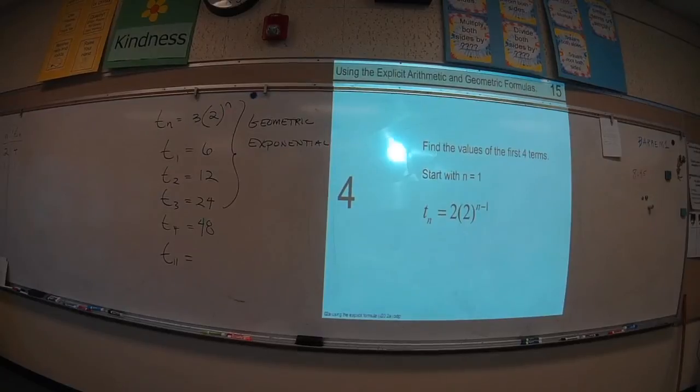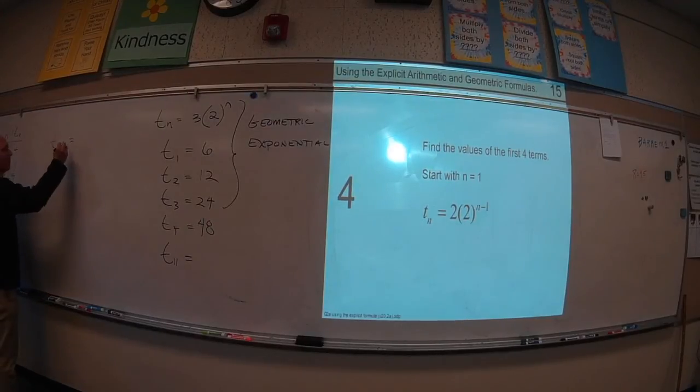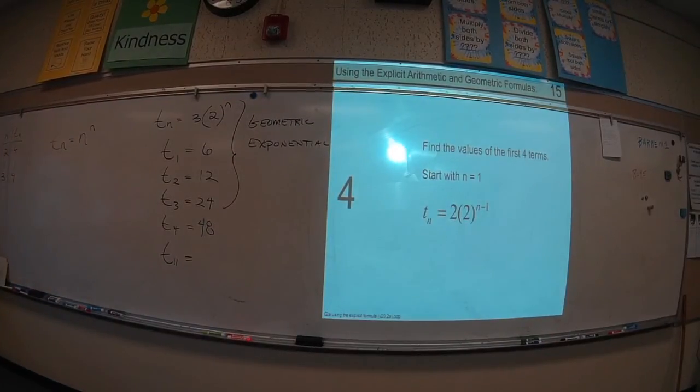Can I guess the number and then guess the equation? Yes. Okay. 3. T sub n equals n to the n. That is incorrect. Wait. 3. Okay, Chris. Because that would be 3 to the third power, which is 27. Oh, yeah. Alright, 4. That's very true.